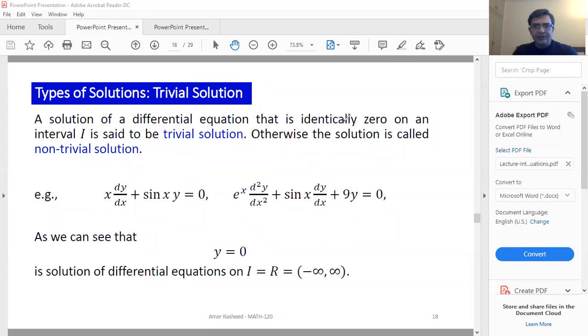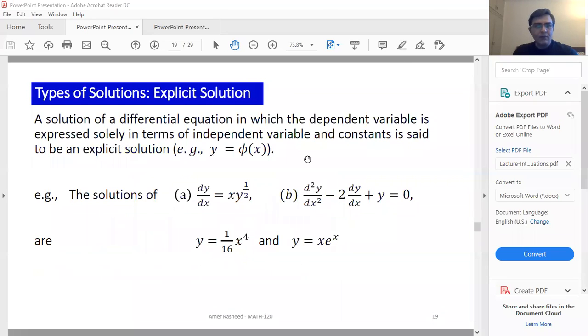Next is the explicit solution of a differential equation. It is a solution which can be expressed in the form of an explicit function. I hope you know what an explicit function is. Basically, we can write this solution as y is equal to a function of x only. So this kind of solution is called an explicit solution.